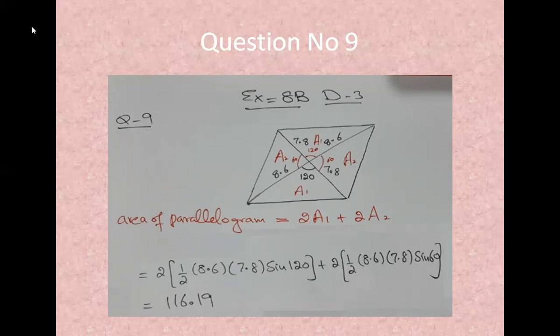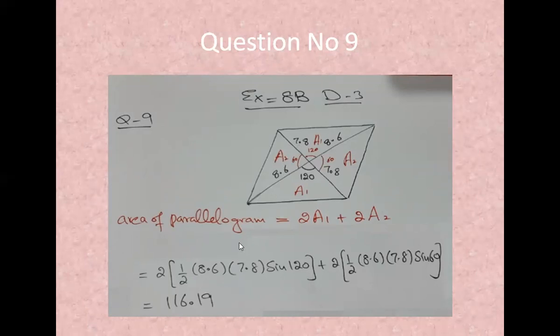So here you can see that I have that parallelogram, and these are the diagonals. They bisect each other, so this will be 7.8, 7.8, this will be 8.6, 8.6. And the angle between them is 120 degrees. So if the angle here is 120, the angle here will be 60 because it's a straight line.